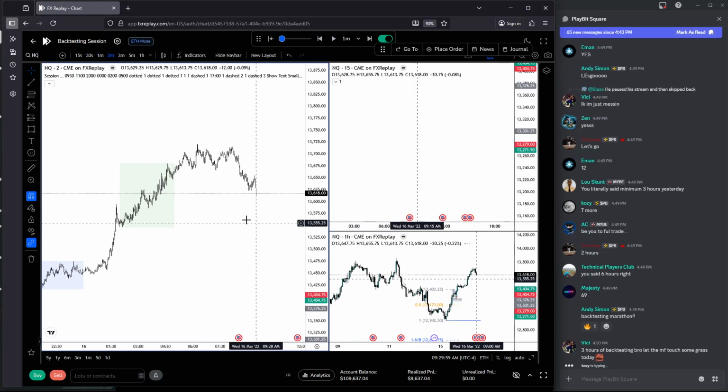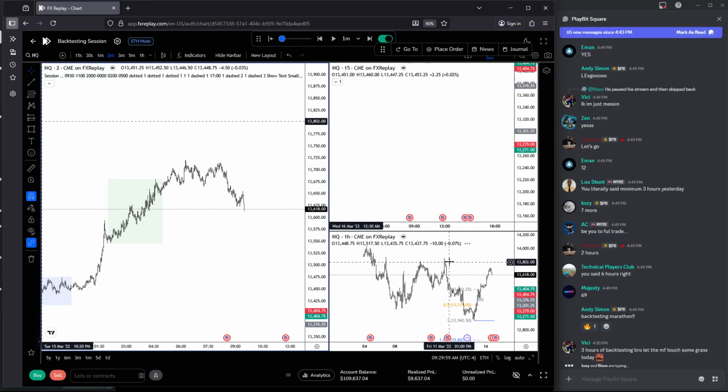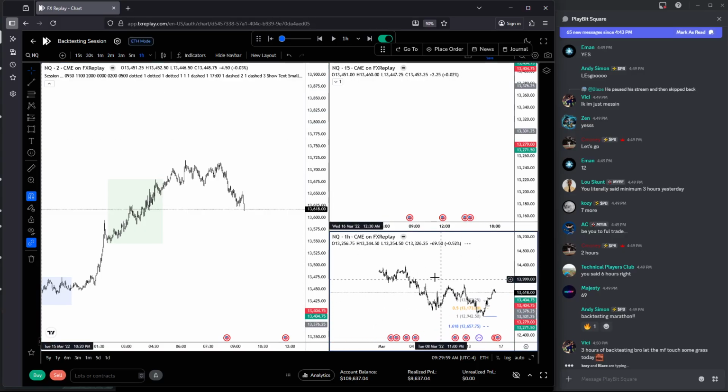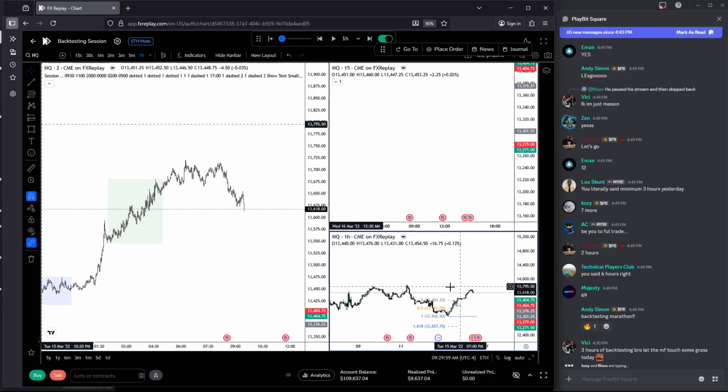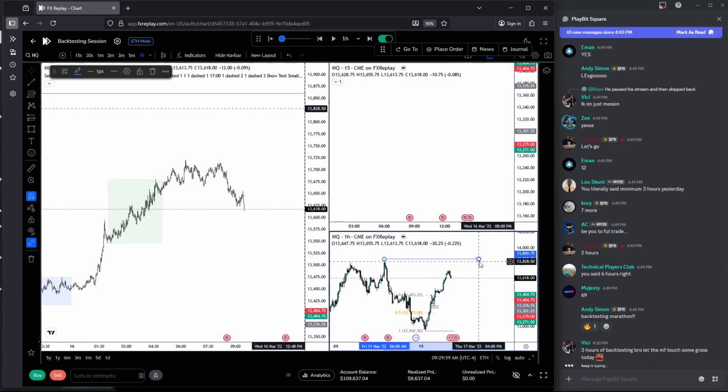Now again, my bias is still bullish. Why is my bias bullish here? Because of market maker buy model. Honestly, the buy model could be all the way up here. I don't know. This is the most obvious high to target for buy model. But yeah, this is the target high I'm targeting.